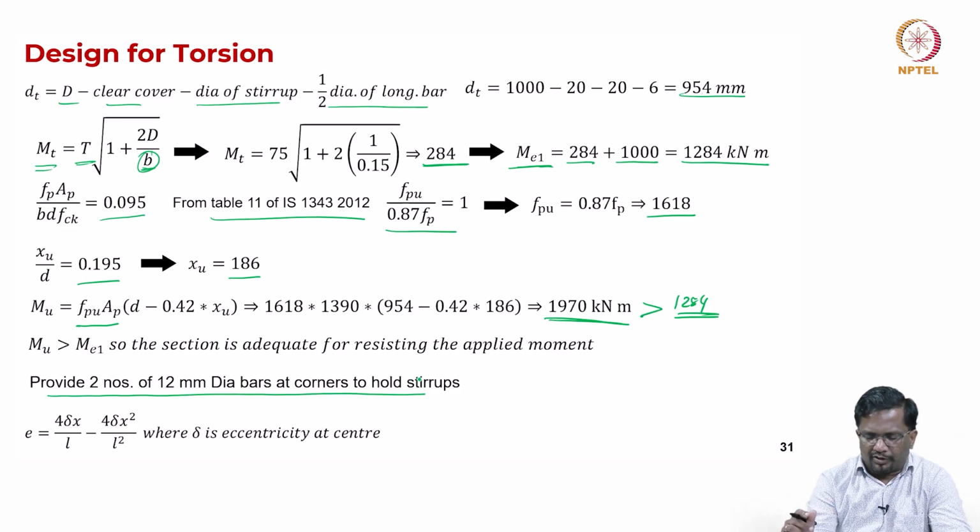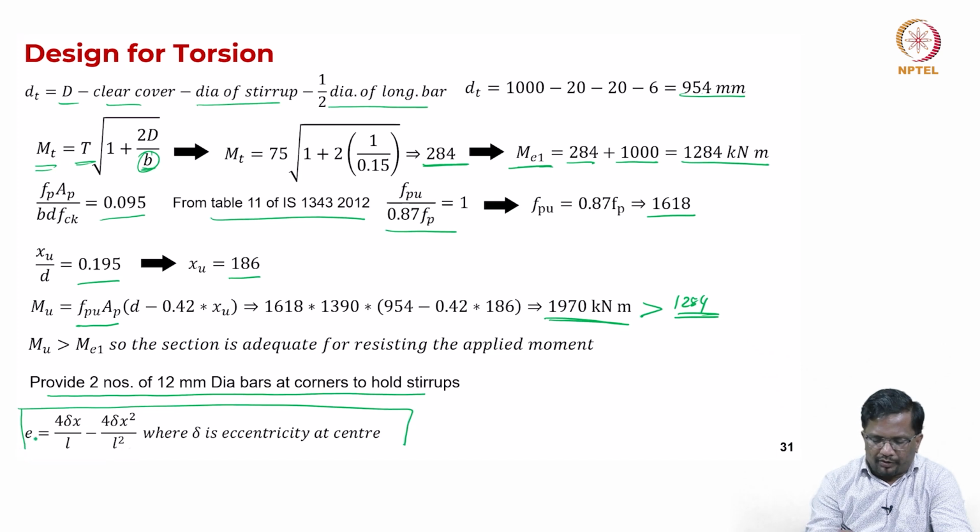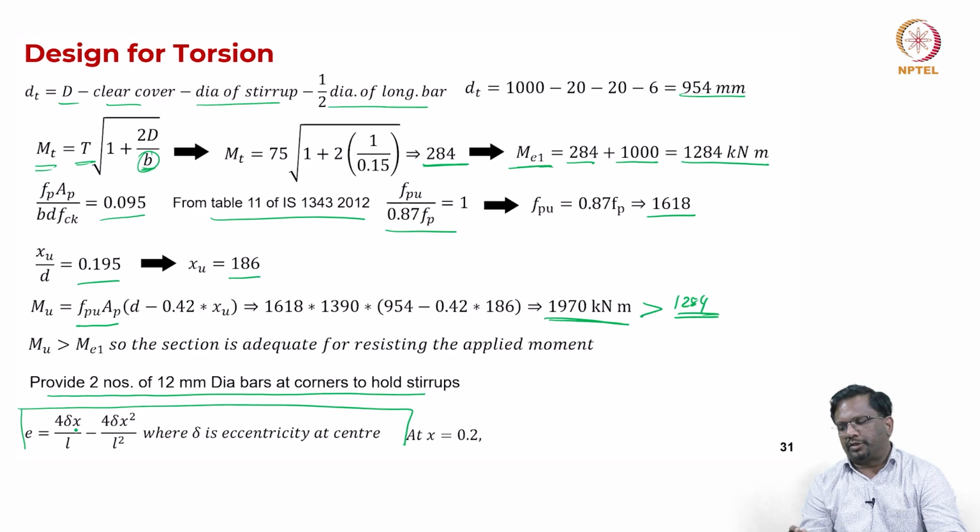Now, how do we do the design for shear? The cable profile, which we discussed in the last class, in the last part of the video, is parabolic, so I can convert this into e = 4 delta x by L minus 4 delta x square by L square, where delta is the eccentricity at the center. So, e is the eccentricity at any section x that I can find out using this parabolic equation, right.